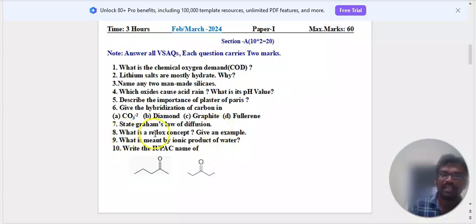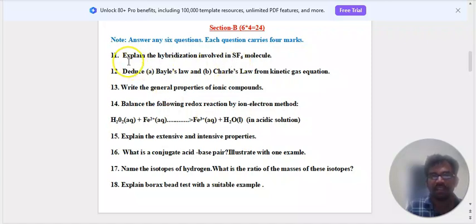And the eighth one is what is the redox concept and give an example. Ninth one is what is meant by the ionic product of water. Write the IUPAC name of this one. This is section A in the March 2024 paper. You can see section B again. The 6 questions you need to attempt.